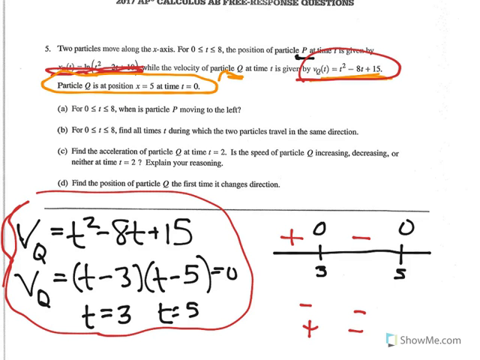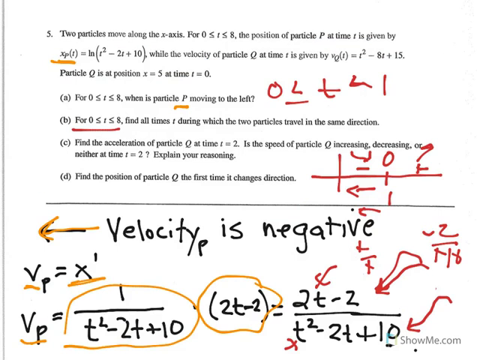And then for the end part, pick a number bigger than 5. Let's go with 6. 6 minus 3 is positive. 6 minus 5 is positive. So it's positive in this interval, so it's going up, down, up. So where is it going the same direction for both sides? Well, they're never both negative.